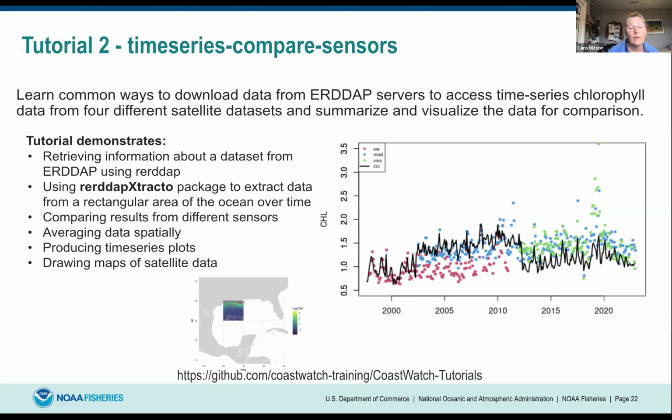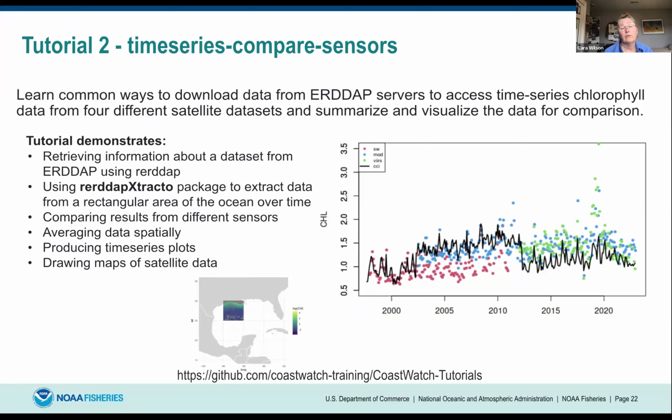You basically define an area of interest. In this case, the tutorial makes it for a little box in the Gulf of Mexico, but you could do it for any place you wanted. And what it does is it basically gets data from SeaWiFS, which started in 1997. Then it gets data from MODIS, and then it gets data from VIIRS, and then it gets data from the OCCCI, and it plots them all together. And that's what we're seeing on that figure there.